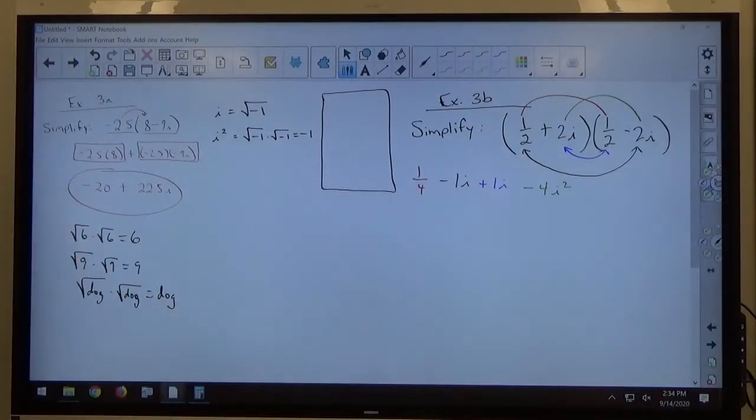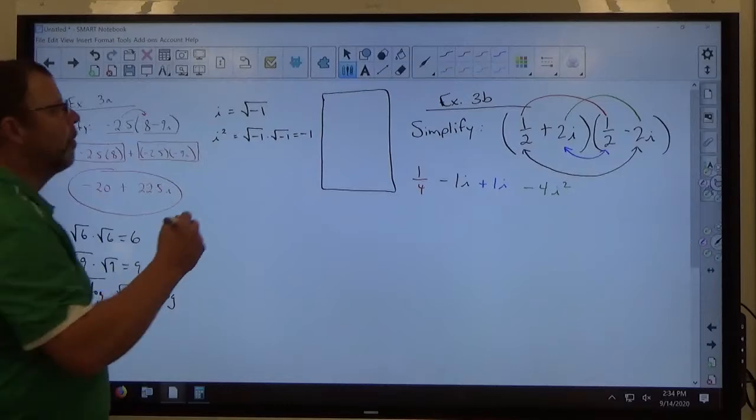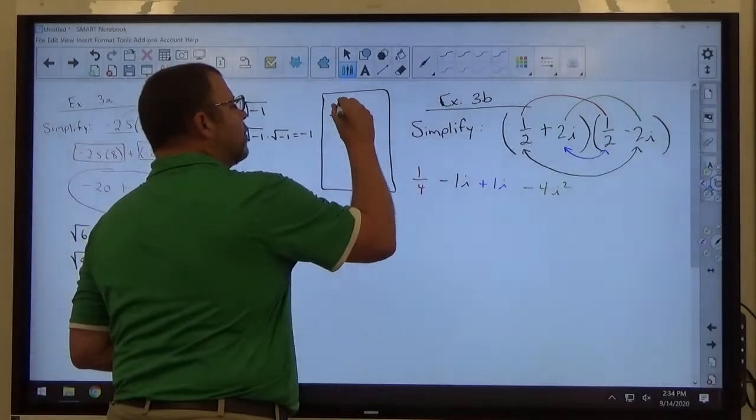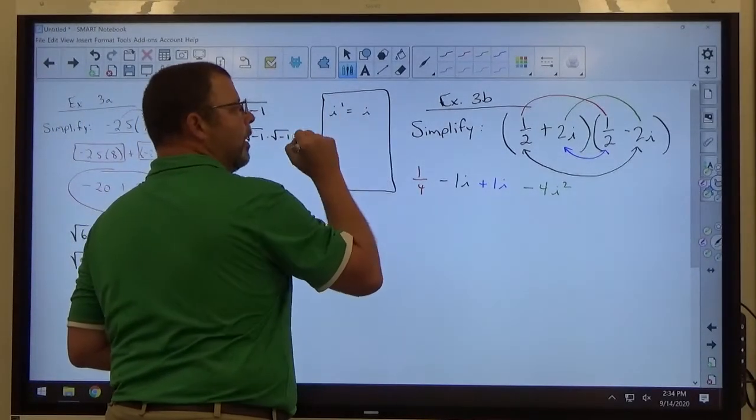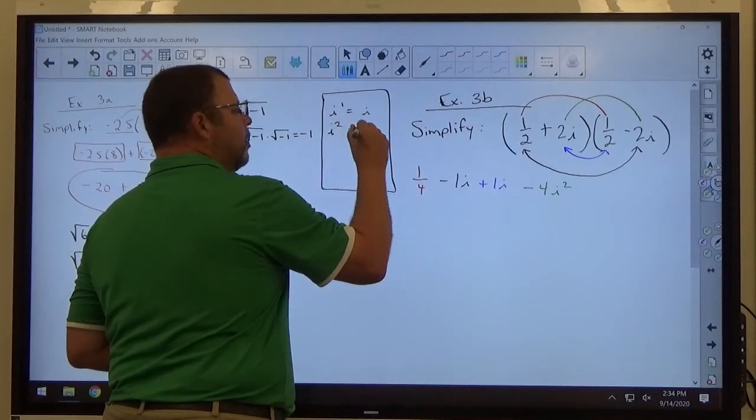Again, we simply invented an object that multiplies by itself to create a negative. It's not possible in the real world. That's why it's an imaginary number. Okay. So what I want you to see here is i to the first is going to be called i. i to the second is going to equal -1.